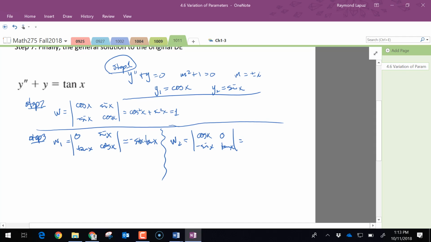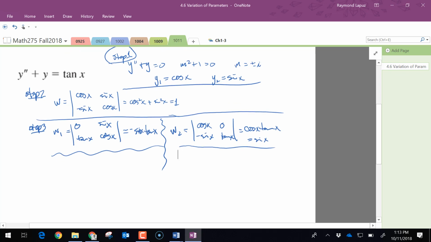We'll see if it'll work out. So W1 is sine x tangent x, and then W2 is going to be cosine x tangent x. Since tangent is sine over cosine, the cosines can cancel. That just becomes a sine. So we want to take advantage of those things that we're simplifying.